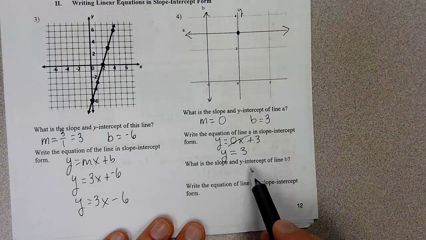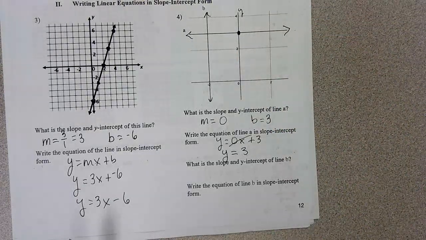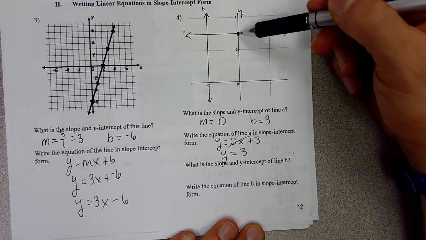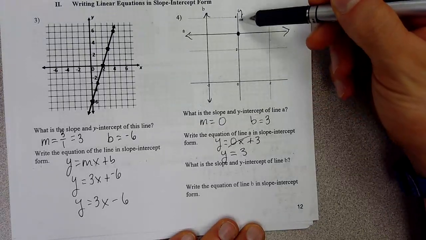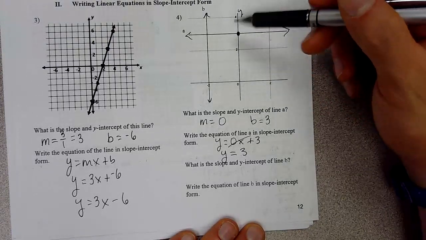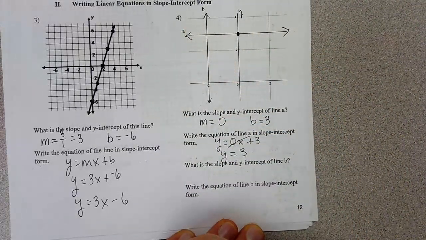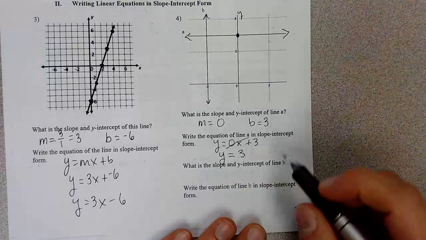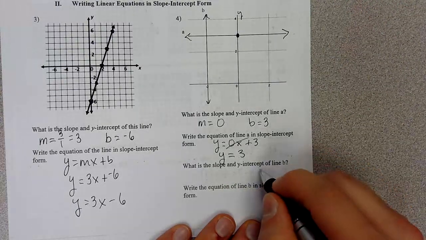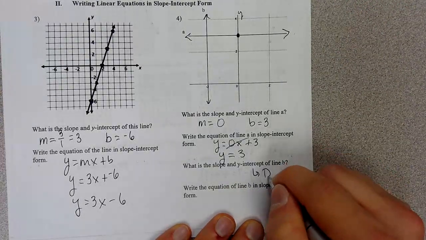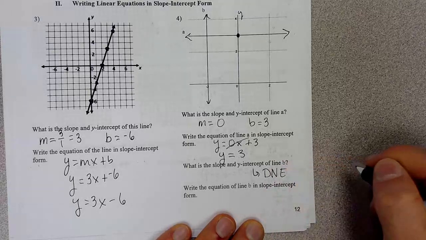To find the slope and y-intercept of this line, it's going to be a little different, especially since this line does not have a y-intercept. It never crosses this y-axis. It will never, ever cross. And in fact, we call that being parallel. So because they're parallel and they never cross, for the y-intercept you can just write, it does not exist.